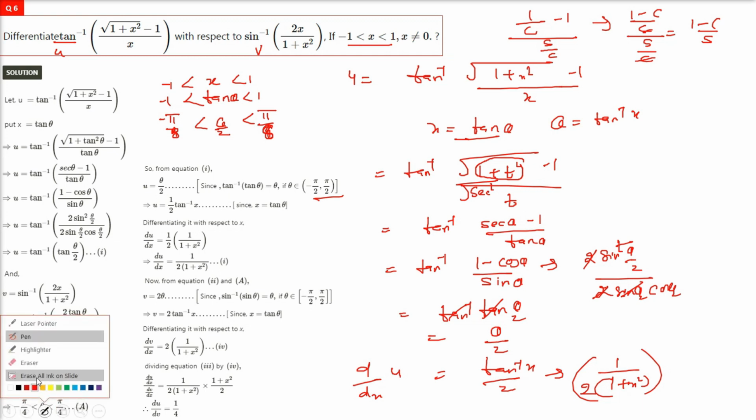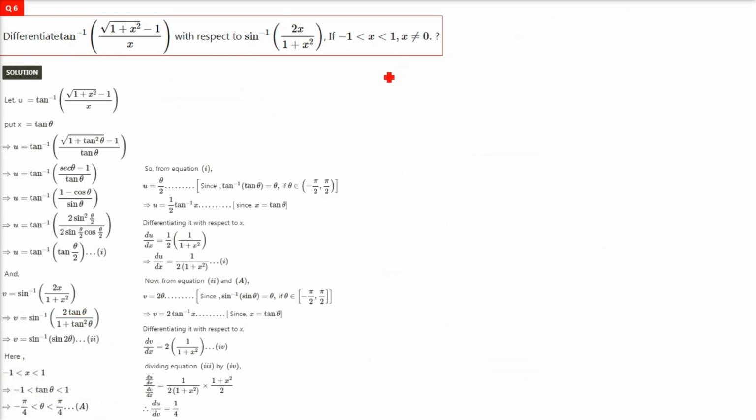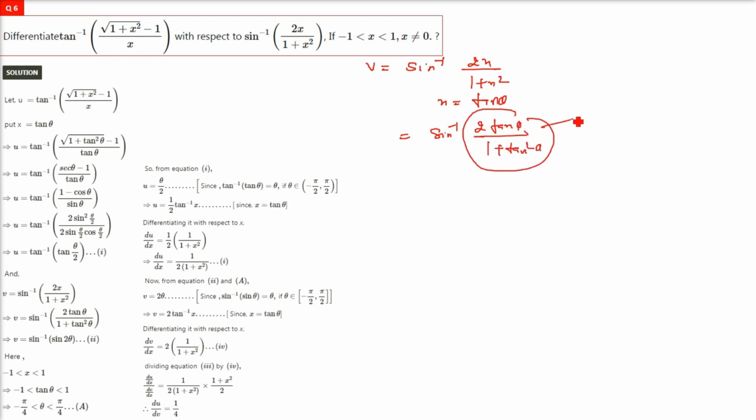Okay. Let us come down to this sin inverse 2x by 1 plus x square. So v is equal to sin inverse of 2x divided by 1 plus x square. Here also x you can put as tan theta, and the same kind of boundary or periphery checking you have to do. So you have sin inverse of 2 tan theta divided by 1 plus tan square theta. See, 2 tan theta divided by 1 plus tan square theta is sin 2 theta. So sin inverse sin 2 theta, you can cancel sin and sin inverse, and 2 theta will come.